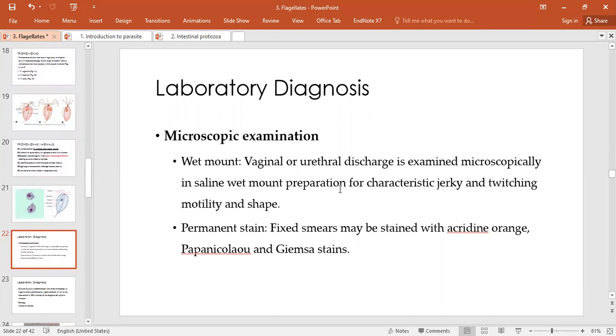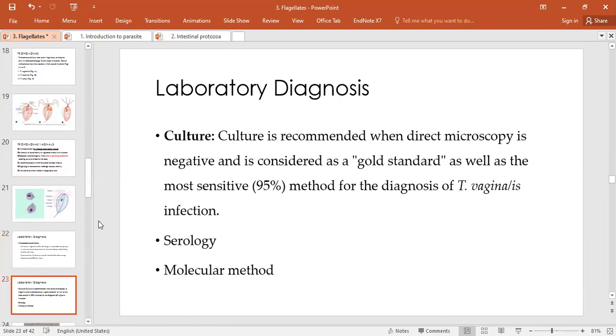of the Trichomonas vaginalis. As for the permanent stain, fixed smears may be stained with acridine orange, Giemsa, and others. We can either fix it and stain it, or view it under the microscope with a wet mount. The culture is recommended.